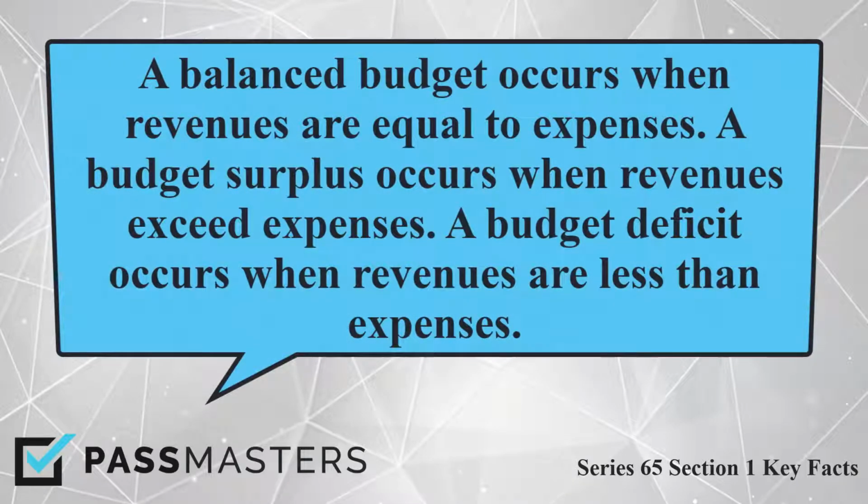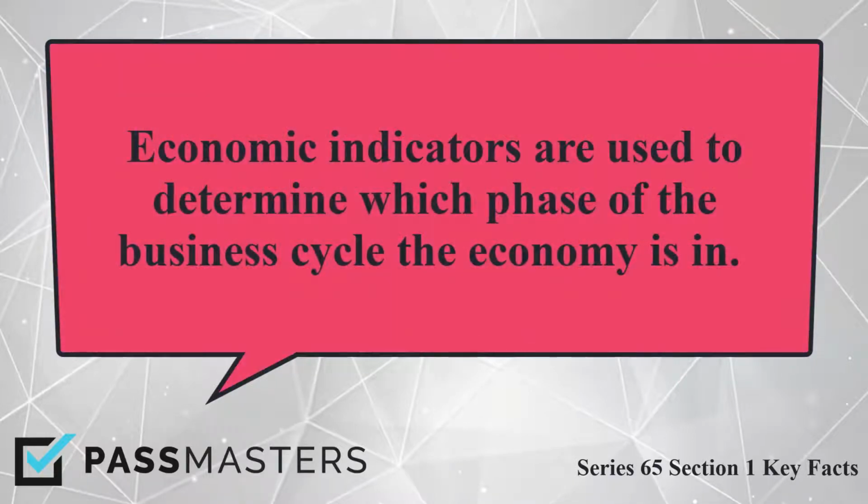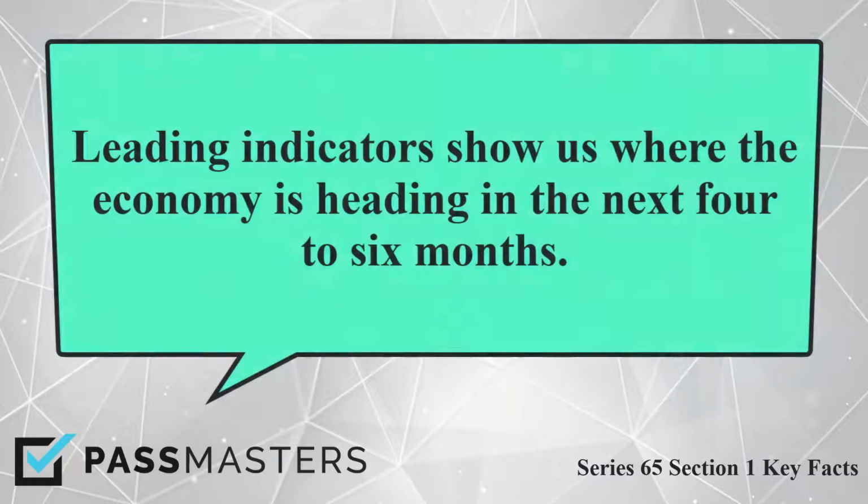A balanced budget occurs when revenues are equal to expenses. A budget surplus occurs when revenues exceed expenses. A budget deficit occurs when revenues are less than expenses. Economic indicators are used to determine which phase of the business cycle the economy is in. Leading indicators show us where the economy is heading in the next 4 to 6 months.